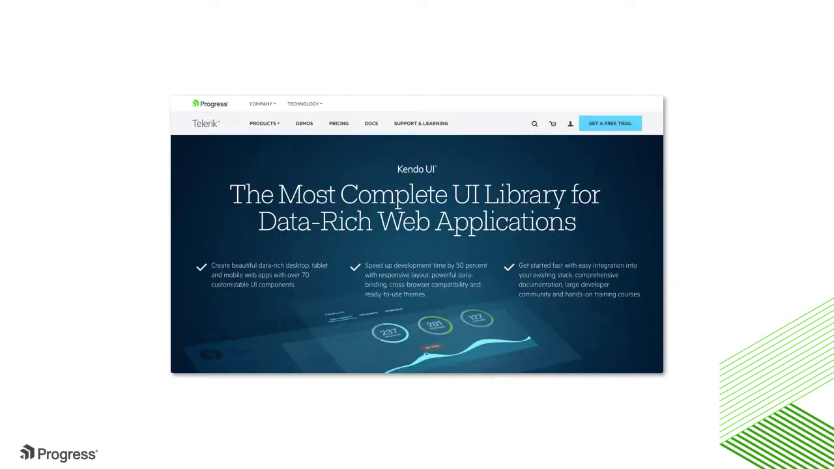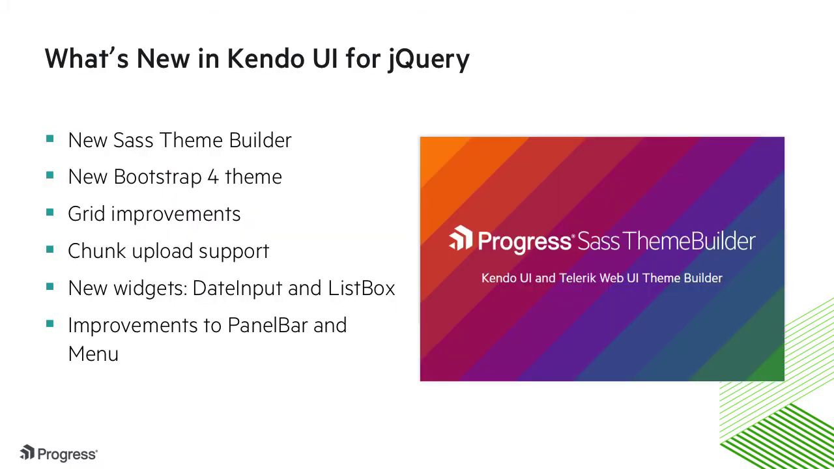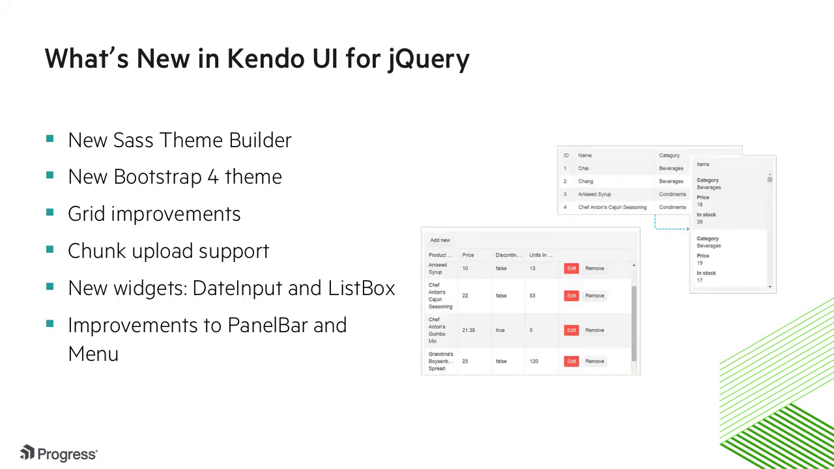Kendo UI for jQuery continues to be awesome, and in this release we've added more features and improvements to make it that much more awesome. Like Kendo UI for Angular, we've added support for our new Progress Sass theme builder and a new Bootstrap 4 theme. On the widget side, we've added a ton of improvements to the grid. We've also added more events, allowing you to predefine grid sync with the data source without further user action. You can also allow the user to refresh the grid manually.